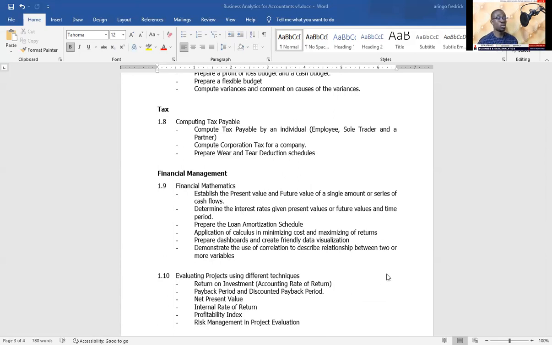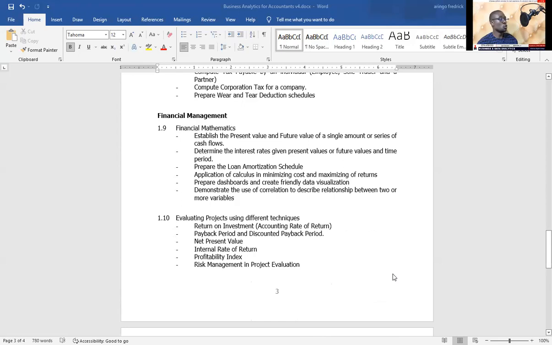Financial mathematics. So when we're talking about financial mathematics, what will it entail? At this point, you do have the concepts to evaluate projects using different techniques. I know you've studied ROI. I know you've studied the payback period and the discounted payback period. I know you've discussed the NPV and internal rate of return. All these things, we'll be doing them in class, theoretically. But now the question will be, how can you apply these concepts practically?